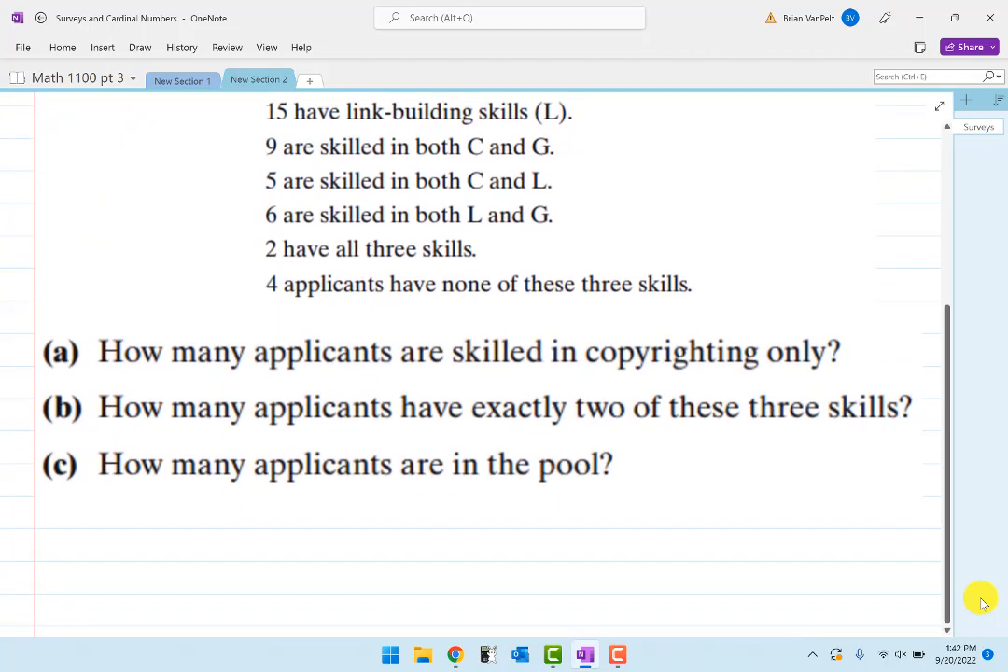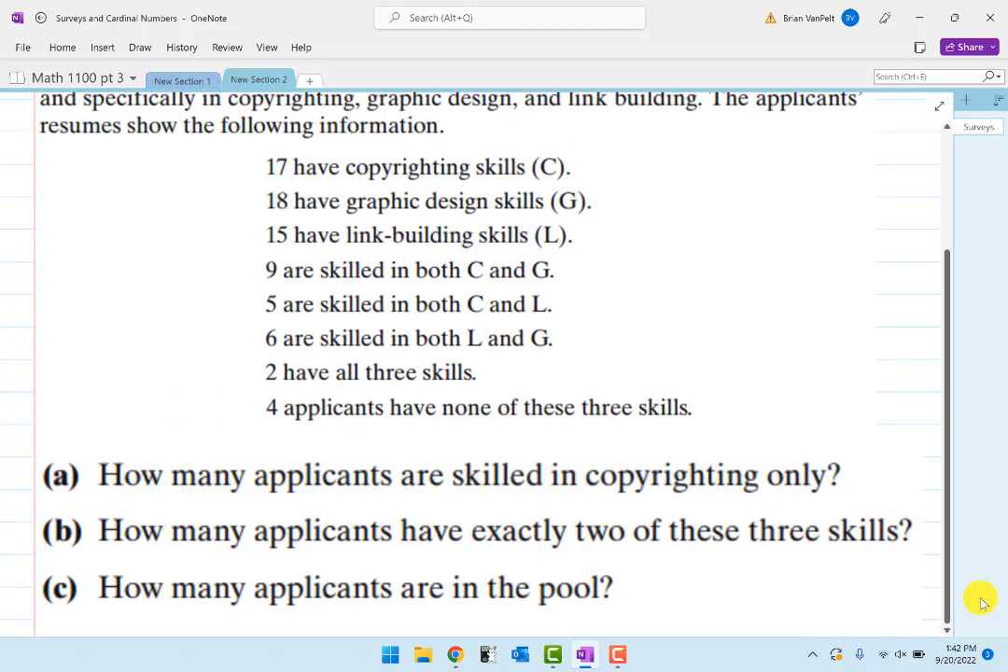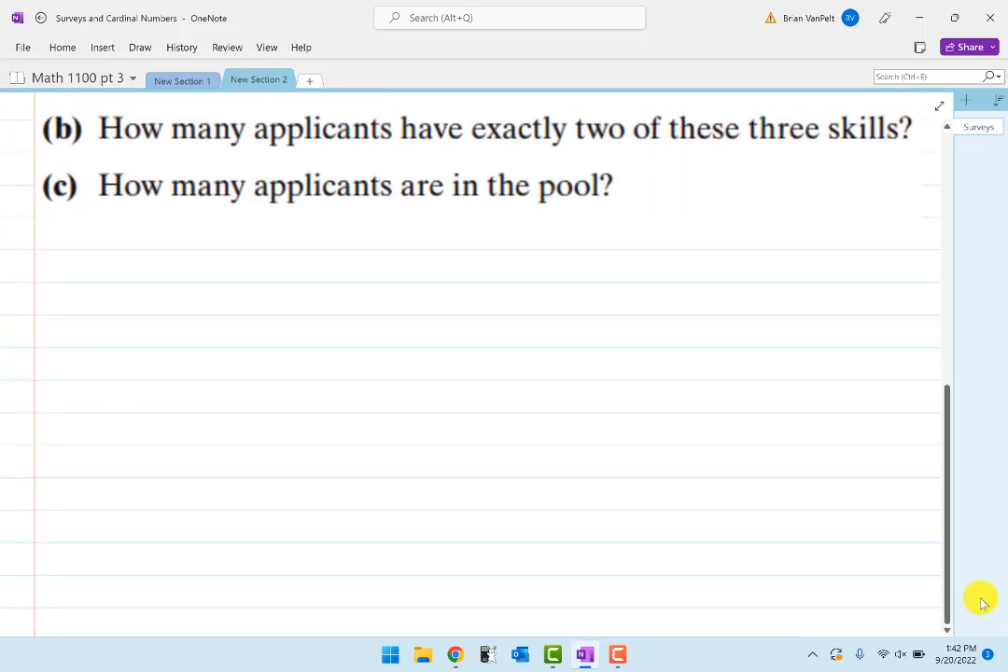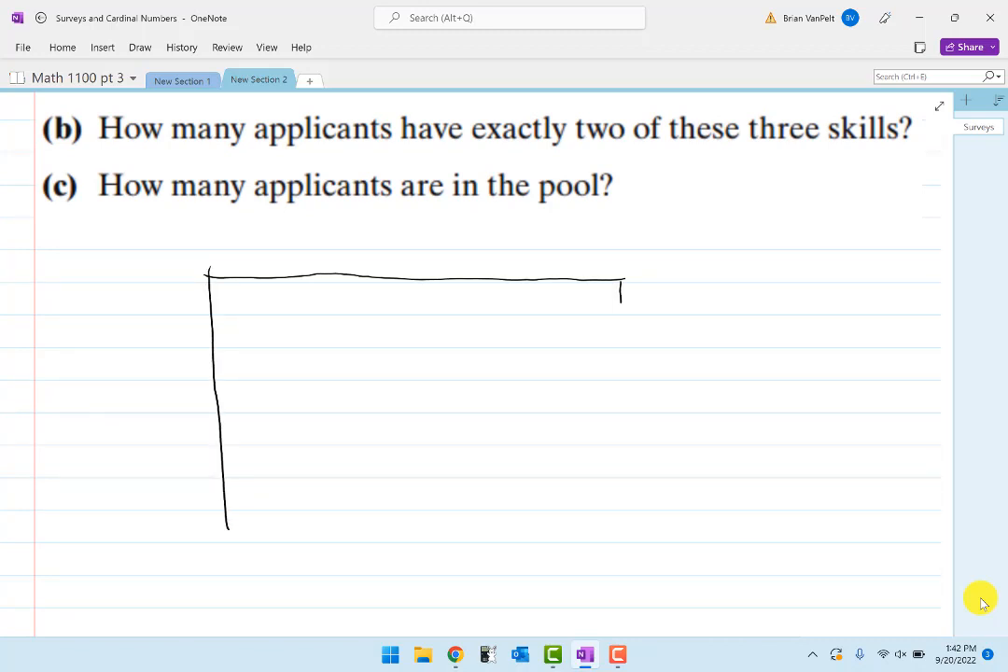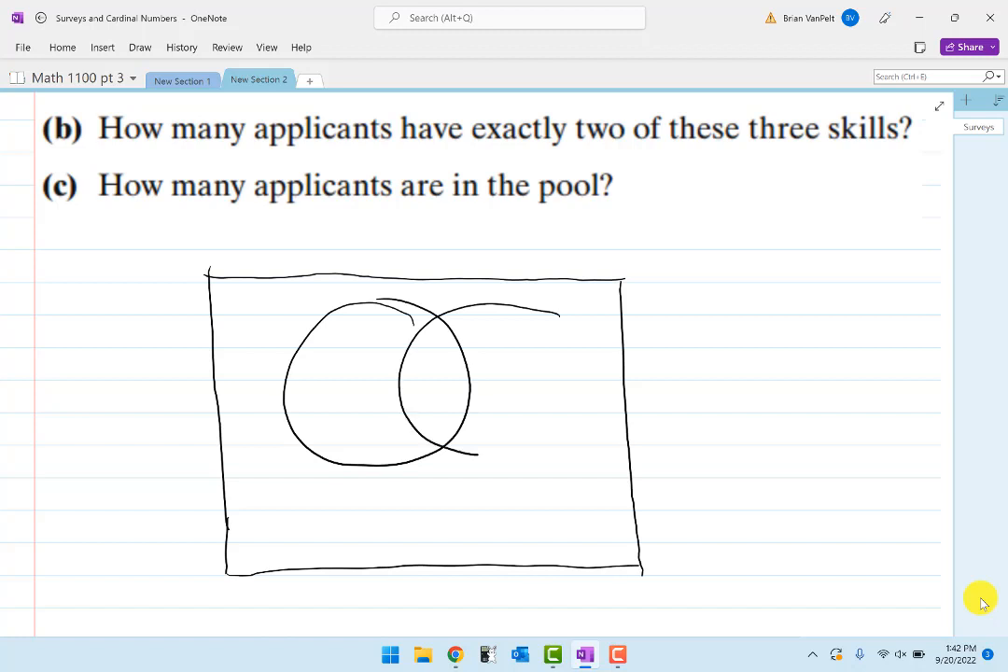Like, for example, how many applicants are skilled in copywriting only? How many people have exactly 2 skills, etc. So what I'm going to do is use this information to create a Venn diagram. Here's how it will work. Let me make myself some space. Give yourself a lot of space. You're going to want to make 3 big circles, all overlapping. I'll label them C, G, and L, just like the example tells us.